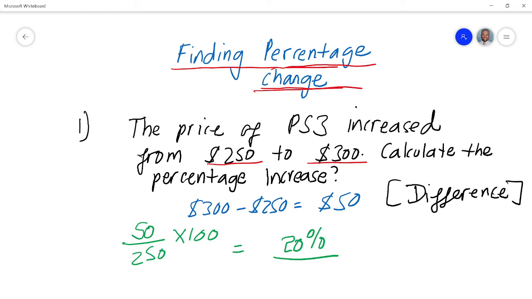So what this question tells you is that from $250 to $300, there is a 20% increase. The first thing you need to do is find the difference, which is 300 minus 250. You're going to get $50, divided over my original, which is 250, multiplied by 100, because it's a percentage. So that's an example of a percentage increase question.